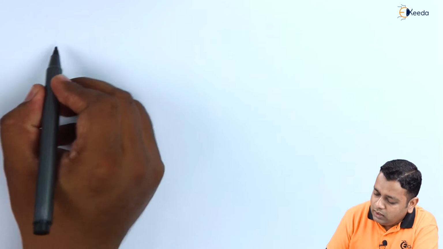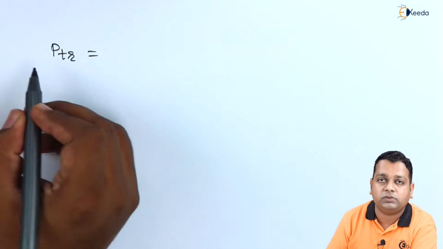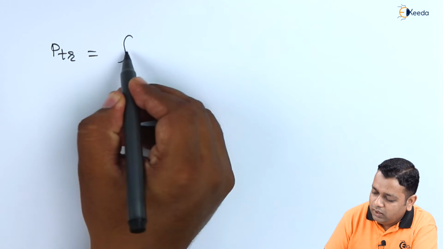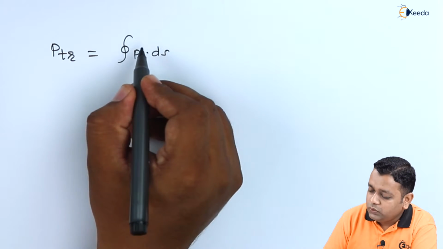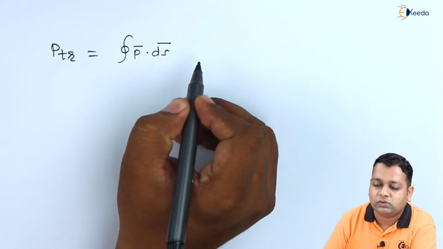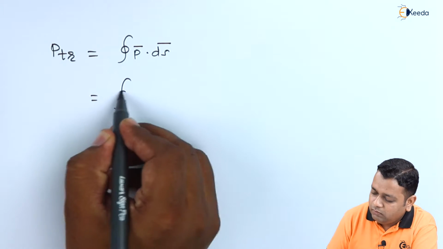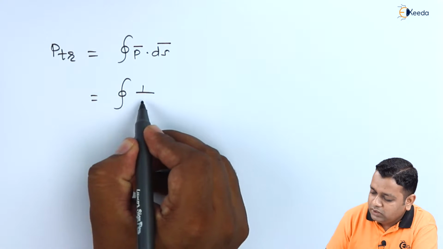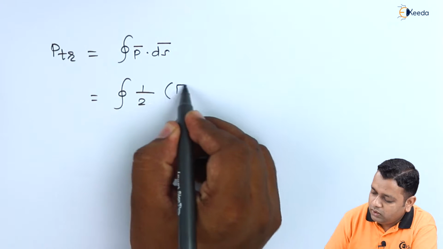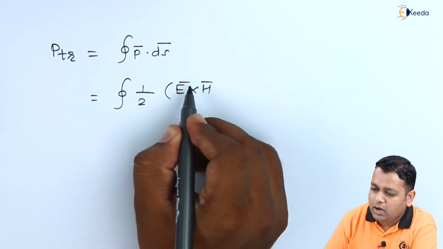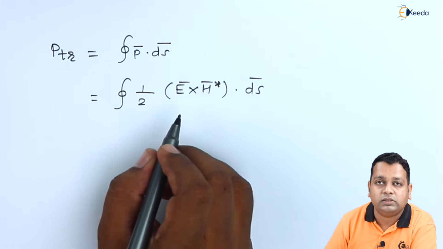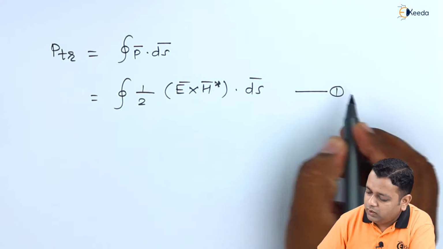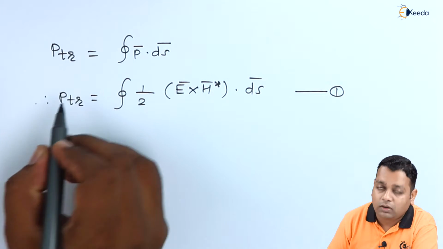So now the power transmitted through the waveguide can be simply denoted by capital P with suffix TR for transmitted power, and it is given by the closed integral of P dot ds here. So P is also a vector form, ds bar is also a vector form. By the next step we give it by the Poynting theorem as 1 by 2, in the bracket we have the cross product of E and H vector. This can also be shown in the complex representation with this ds vector here. Let us say this is equation number 1 that is showing you the power transmitted.